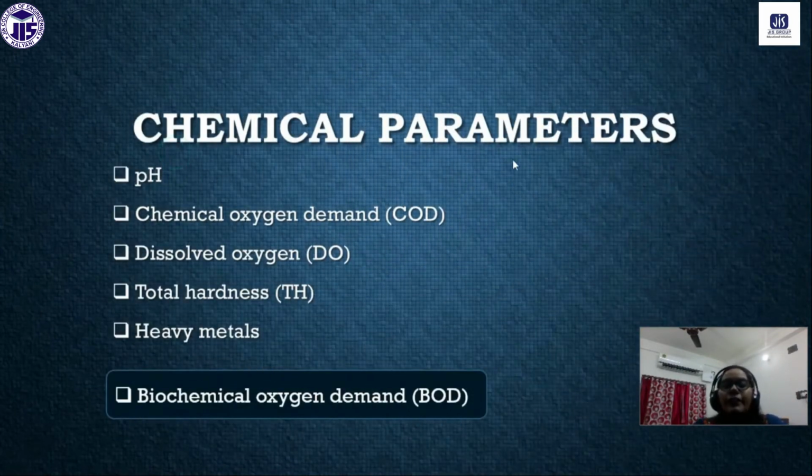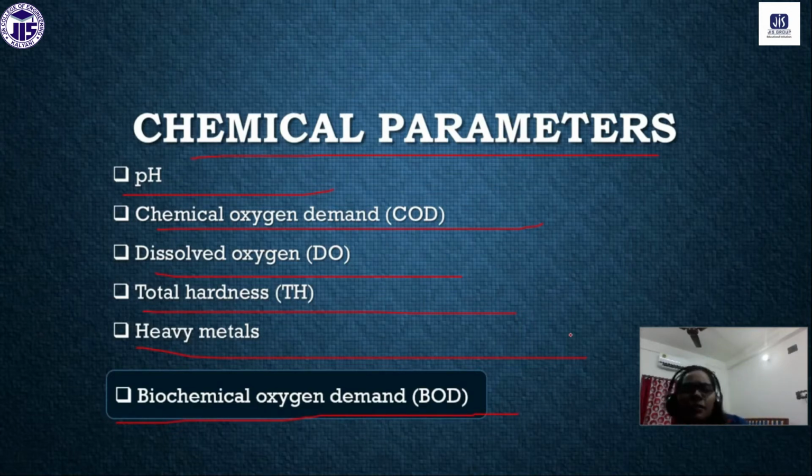Now chemical parameters. These are some of the chemical parameters: pH, chemical oxygen demand, dissolved oxygen, total hardness, heavy metals, and of course, at last, the BOD, biological oxygen demand. BOD, that is biological oxygen demand, we will discuss today.